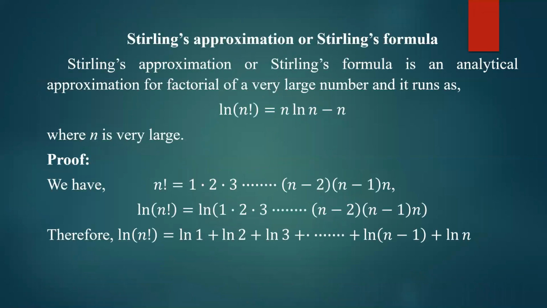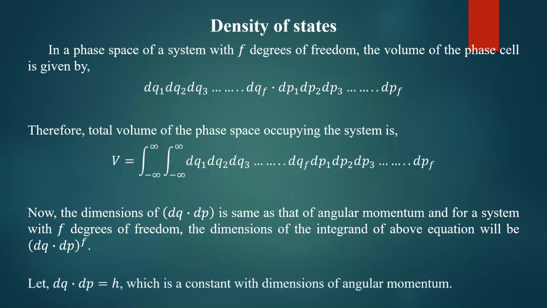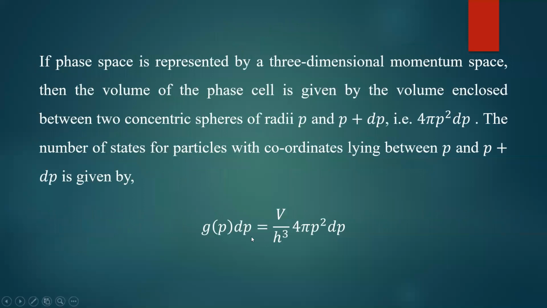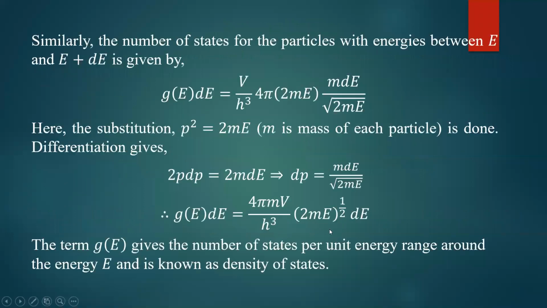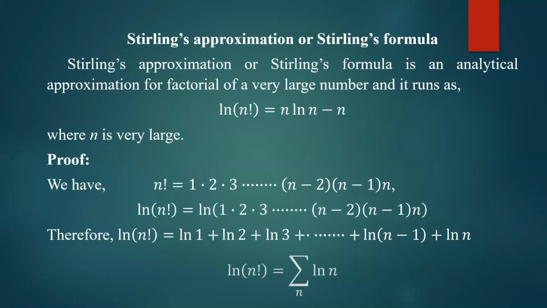So today we have considered the density of states. We discussed density of states, where the density of state is given by the volume of phase space divided by the volume of the phase cell. The volume of phase space is V and the volume of phase cell is h to the power f. We have represented density of state in terms of momentum, then density of state in terms of energy, and finally we have done the Stirling approximation derivation.